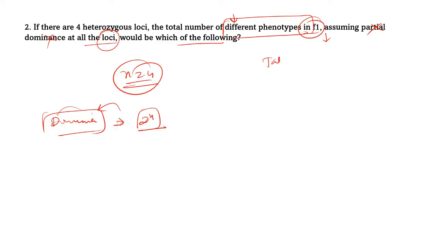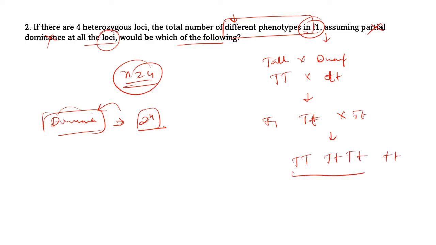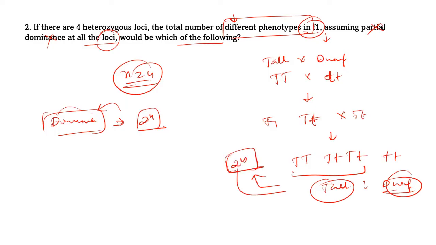If we take just an example, if we are crossing tall into dwarf, we get the F1, right? This will be the F1. If we self this F1, we will get, so this is a genotypic combination, and the phenotype will be 2 different classes, either tall or dwarf, right? So this is why the general formula is always equal to 2 power n, since we are getting 2 classes here.